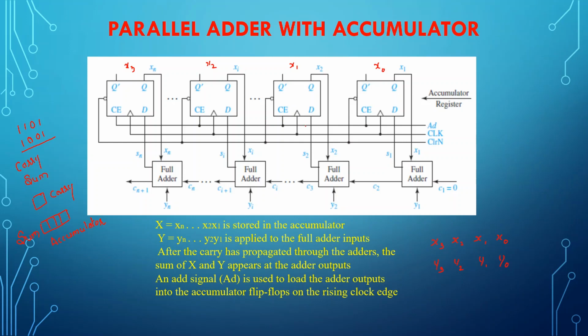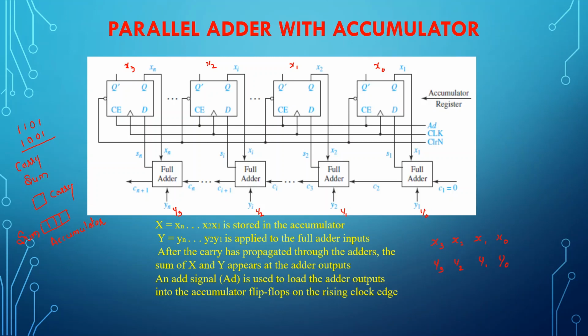The second number, which is to be added, that is the number y, is applied to the full adder. So the blocks you can see here in integration with the register are the full adder blocks. These blocks are the ones which are actually going to add the two numbers. The second number I'm going to add, you can see it here: y3, y2, y1 and y0.